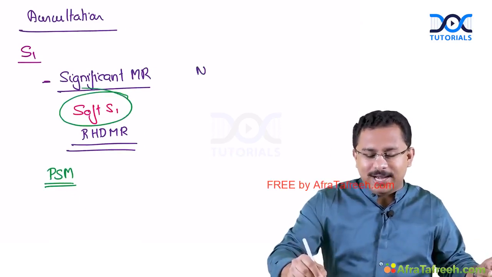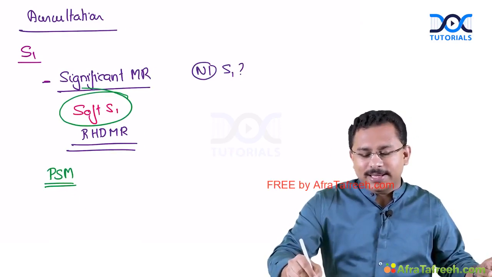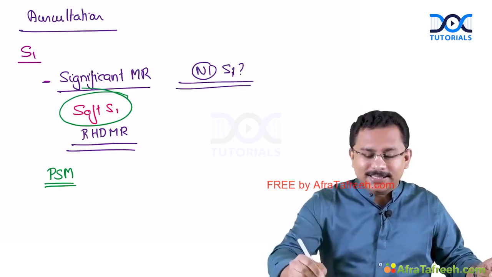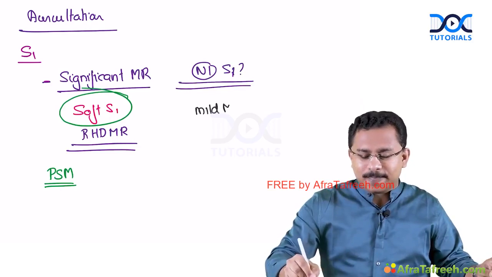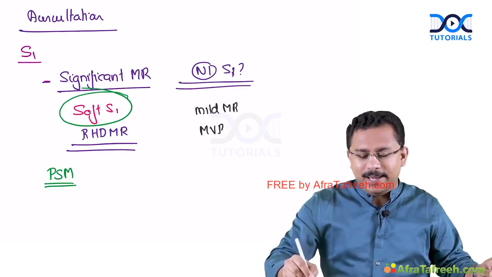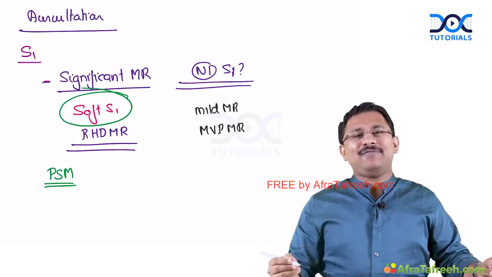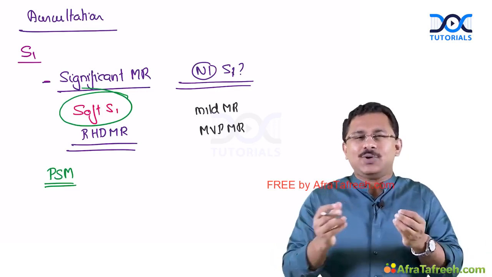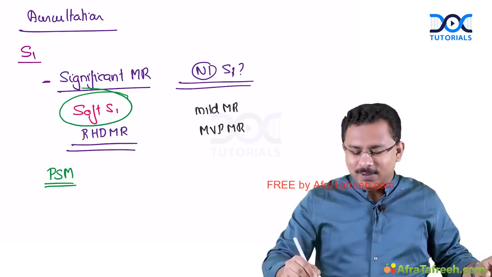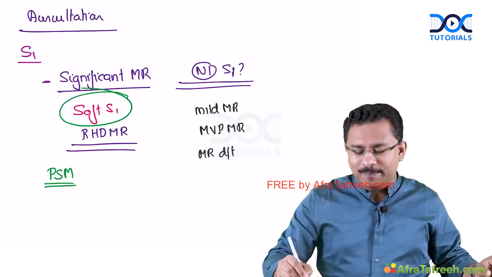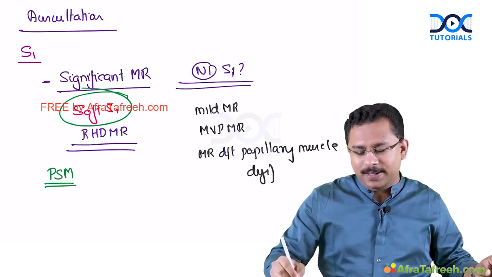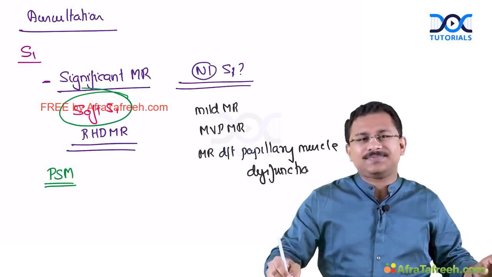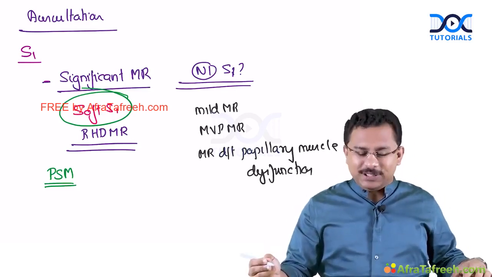I told you what you're going to get is a soft S1. The question is, can you have a normal S1 in case of a mitral regurgitation? Answer is yes. One is if it is a mild MR, if it is an MVP MR, and also if the MR is due to papillary muscle dysfunction, then you are likely to have a normal S1. So that is about S1.